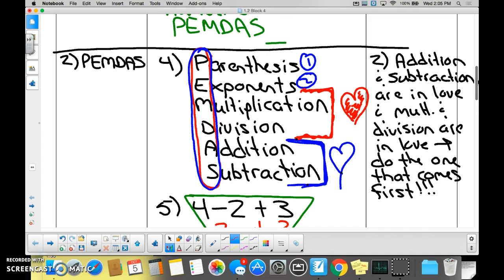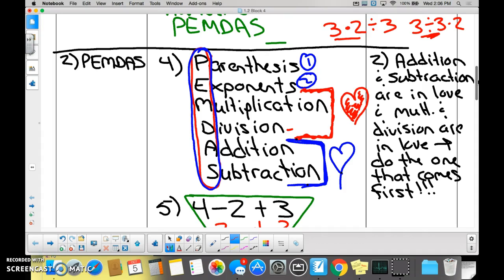Okay, so multiplication and division are in love. They're like equal. So when you have a problem like 3 times 2 divided by 3, they can't decide which one goes first. Even though multiplication comes first and division comes second, we do the one that comes first. In this case, it would be multiplication, right? But if we have a problem like 3 divided by 3 times 2, again, we have multiplication and division. But since division comes first in the problem, you do division first, right? So they're in love, meaning whichever one comes first goes first.